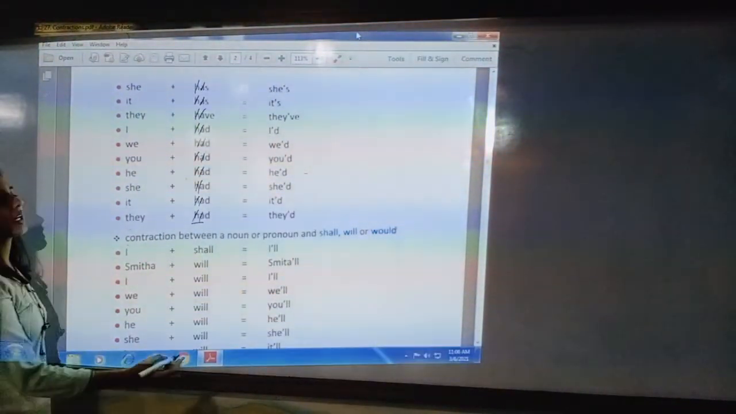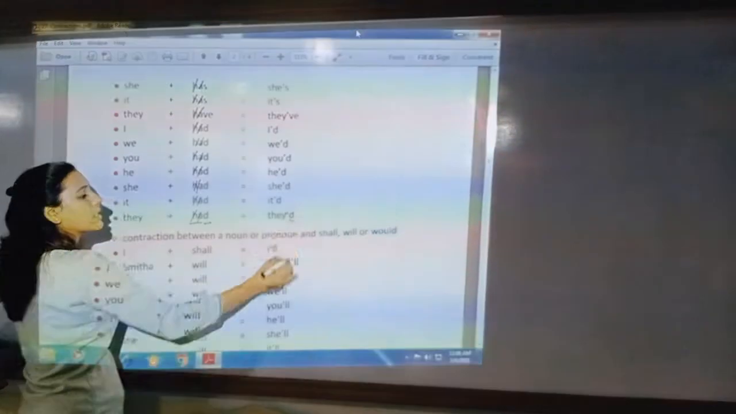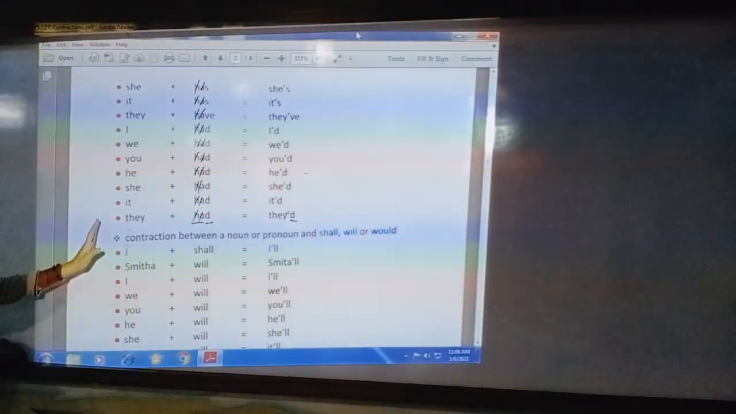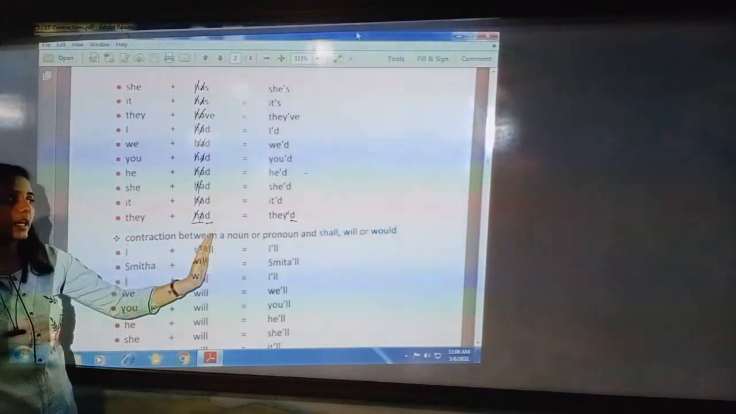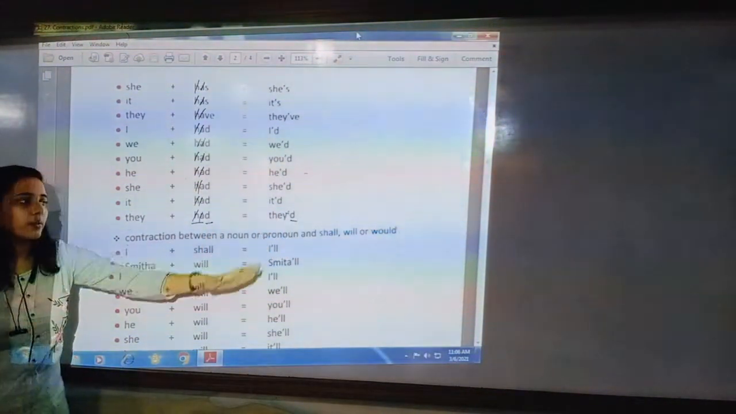letters, putting an apostrophe at that place, and the last letter will be written as it is. So first letter, then apostrophe, and then the last letter of the second word. In this way it will be written.